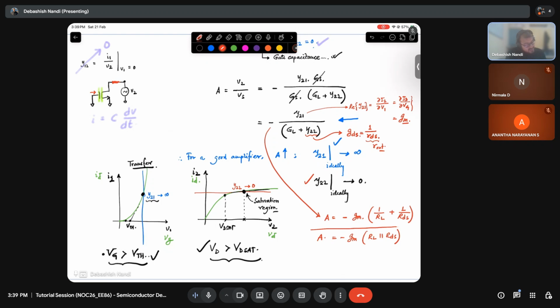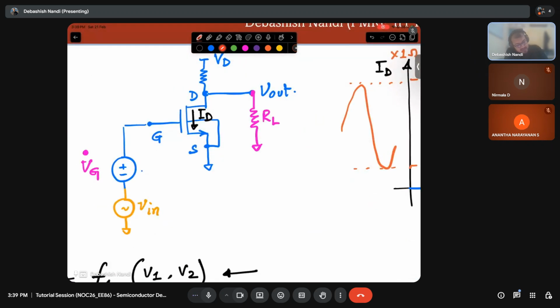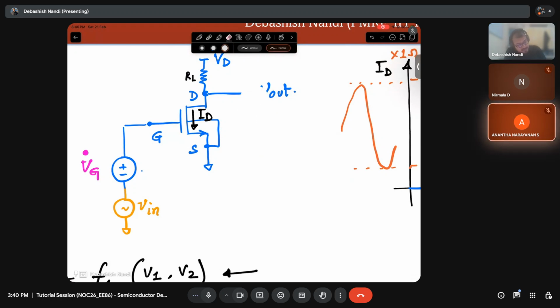Have you seen this expression? This is the gain of a common source amplifier, right? Exactly the same expression, without a source resistance, correct? Yeah, without source resistance, of course. My source is grounded, so this is the structure we had started with. Source is grounded, I had only this RL.